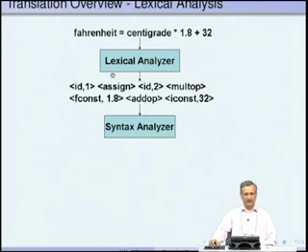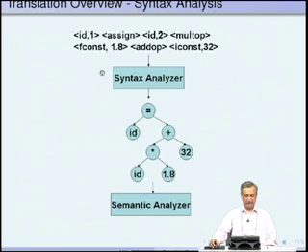So, this is the slide I showed you last time regarding lexical analysis. The input is an assignment statement, Fahrenheit equal to centigrade into 1.8 plus 32, and a sequence of tokens, id comma 1 assign, id comma 2 multop, fconst comma 1.8 addop, iconst comma 32, comes out of it. This goes into the syntax analyzer, and the syntax analyzer parses this particular sequence of tokens and produces the assignment expression tree as shown here.